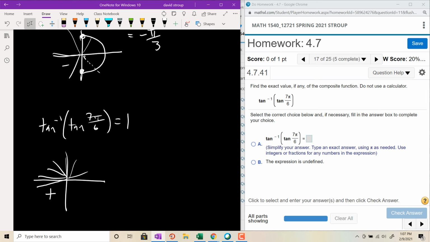So the reference angle is pi over 6. Tan of pi over 6 is going to be root 3 over 3. And tan inverse's output, its range, is from negative pi over 2 to pi over 2. So in that range, we want the one in the first quadrant, which is going to just be pi over 6. Okay.